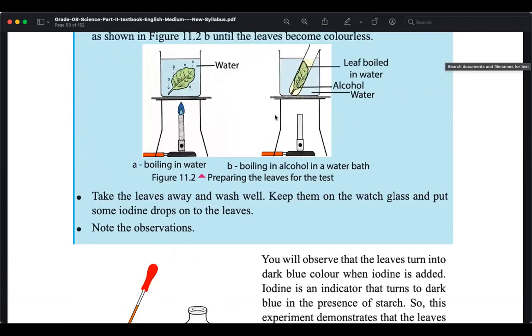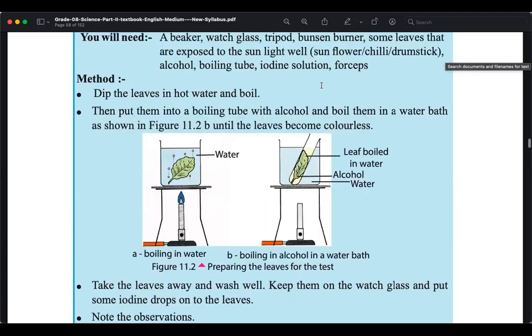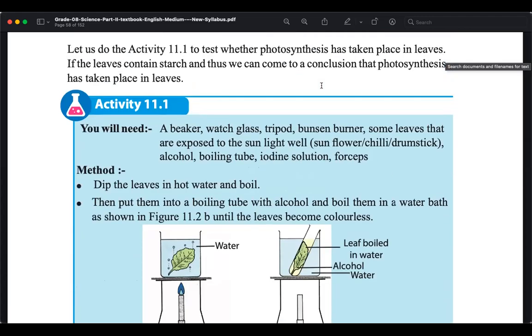So we understood how to remove the chlorophyll, the green color, from the leaf, because it helps you see the color clearly. If green color is there, even when you put iodine, the color that you generate is not really clear. That's why you have to boil the leaf in alcohol and remove the green chlorophyll from it. We did this practical and explained it last day.